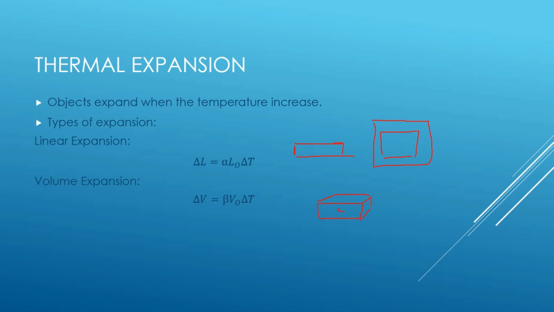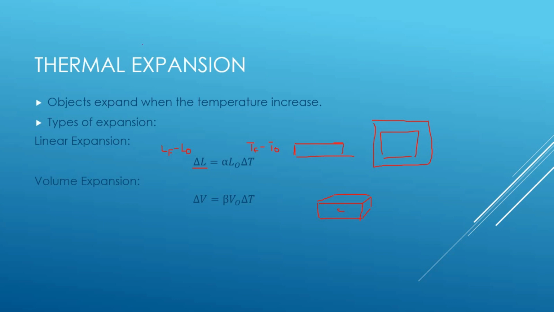So the formula here is the change in length is equal to alpha times the initial length times the change in temperature. The change in length is equal to the final length minus the initial length. Same as temperature, the change in temperature is the final temperature minus the initial temperature.